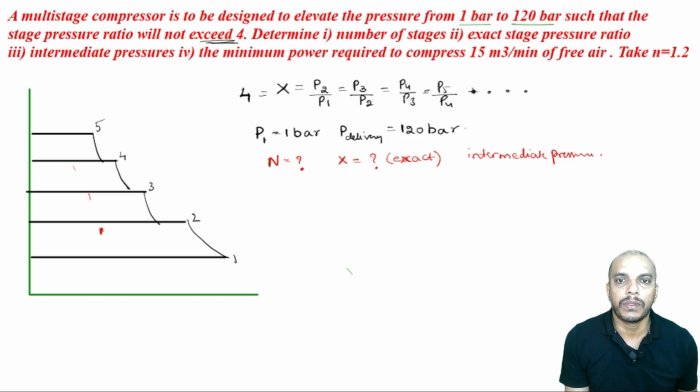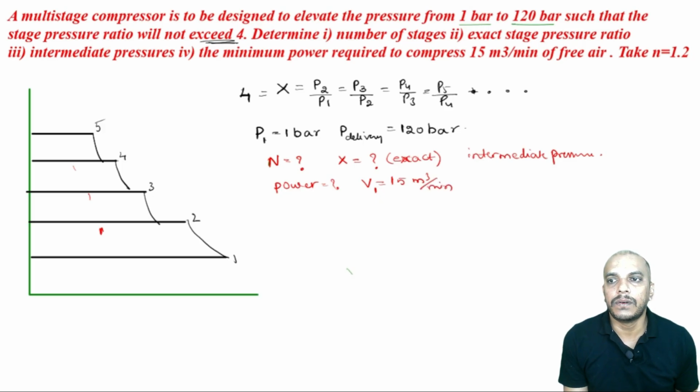intermediate pressures. Then minimum power required. So, power is how much, and we have been given the volume of free air delivery. So, I will assume that this is V1, 15 meter cube per minute. Now, let us solve this problem.